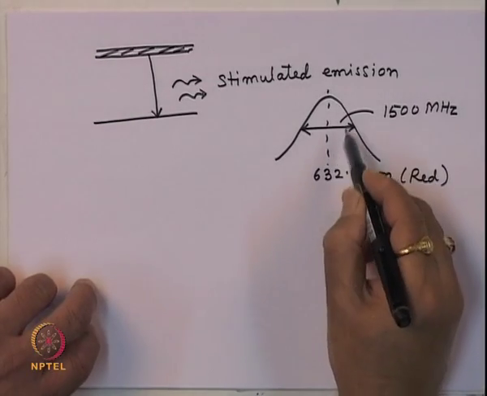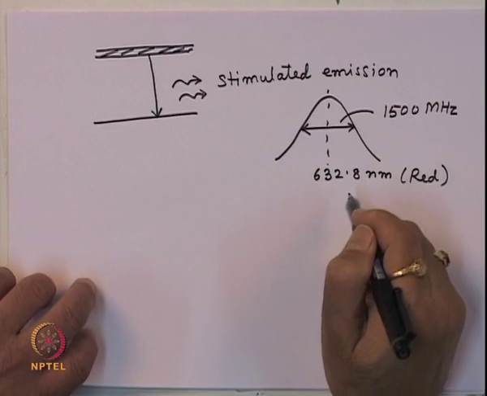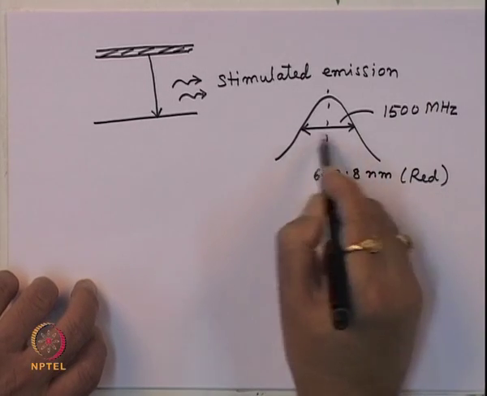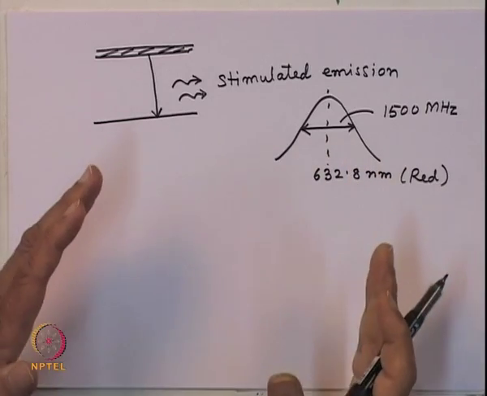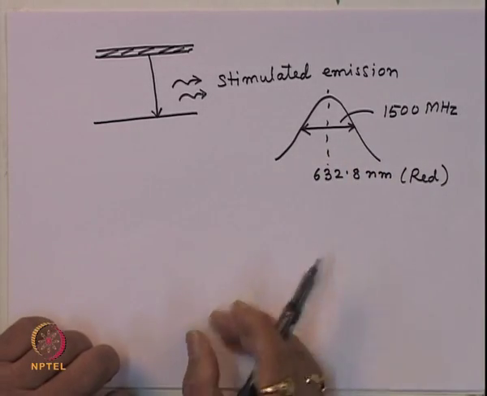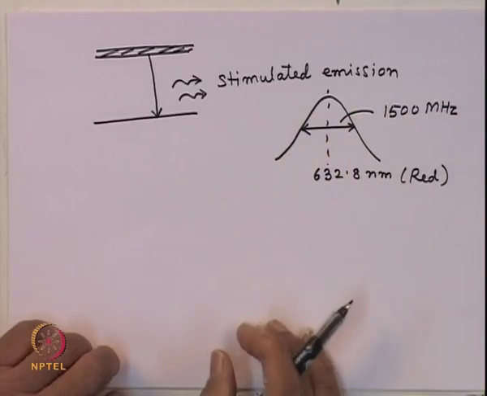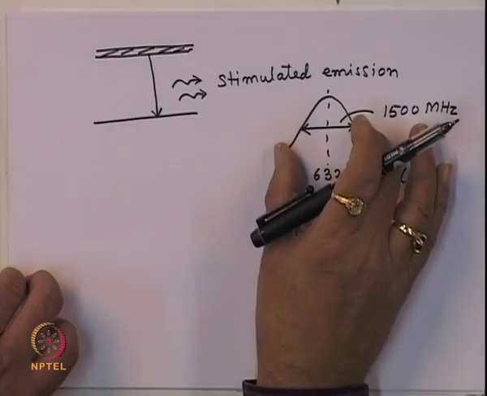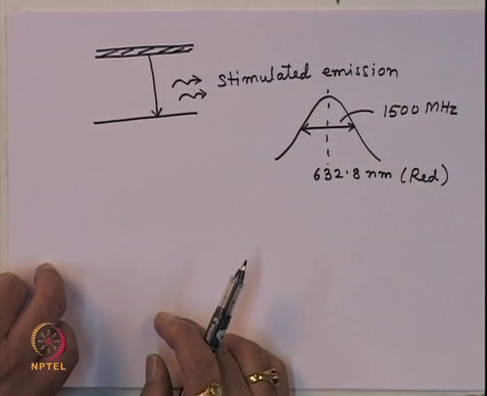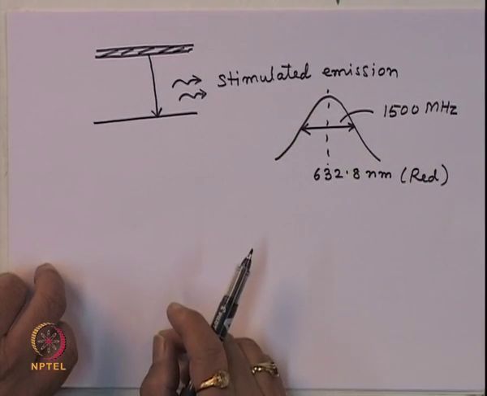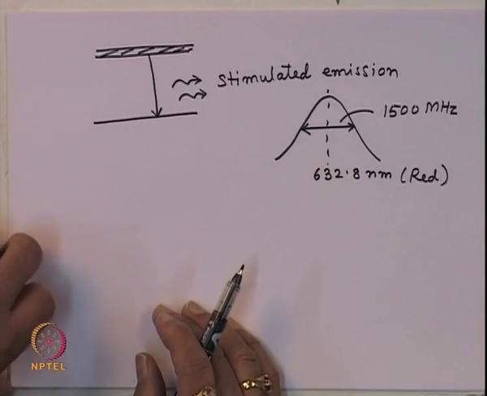So, now if you want to have only one mode, essentially what we are saying is that the line separation for the modes which are generated inside the cavity of this laser should be more than this, or at least equal to this. If you make sure of this, then only one longitudinal mode will propagate inside the cavity, and you will get only a single mode output from this laser.